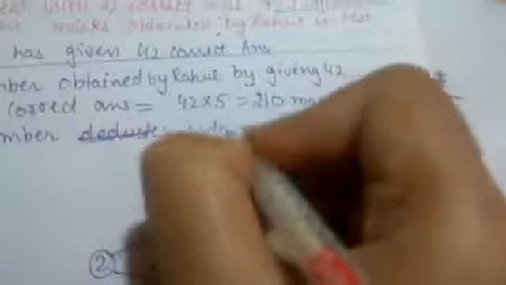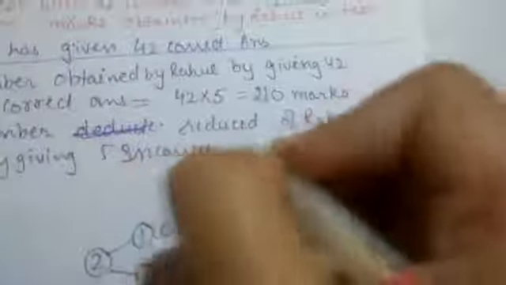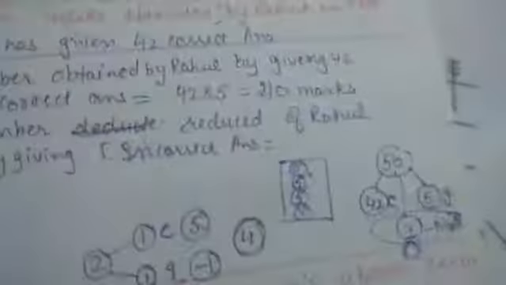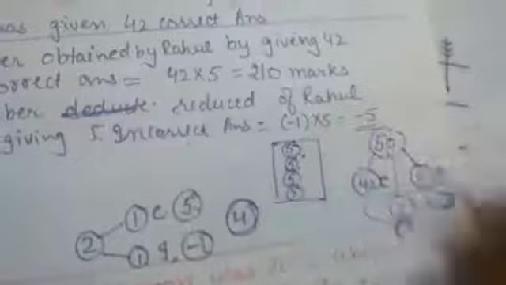So the marks deducted, or we can say reduced, of Rahul by giving 5 incorrect answers. 5 answers he has given incorrect. That means 1 mark we have to deduct. So minus 1 multiplied by 5, our answer is minus 5. That means minus 5 means we have to reduce 5 marks from him.